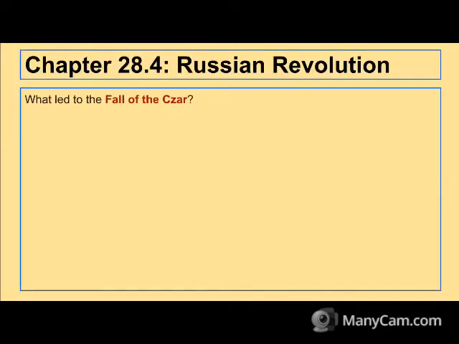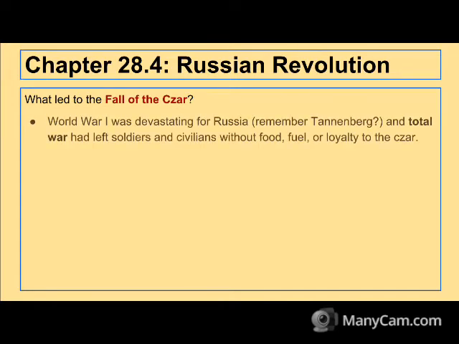Hi students, these are video vocab notes for Chapter 28, Section 4, The Russian Revolution. The first section in that reading is called Fall of the Tsar. We need to know what led to the fall of the Tsar and the end of the Romanov dynasty.